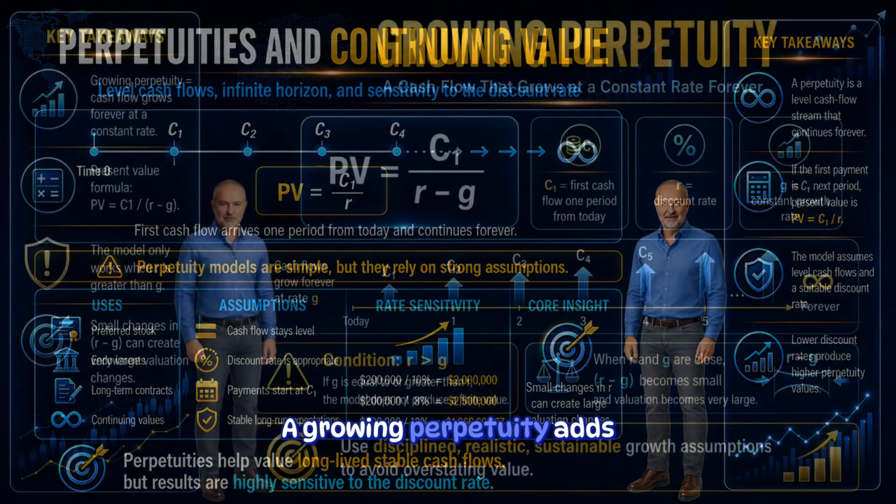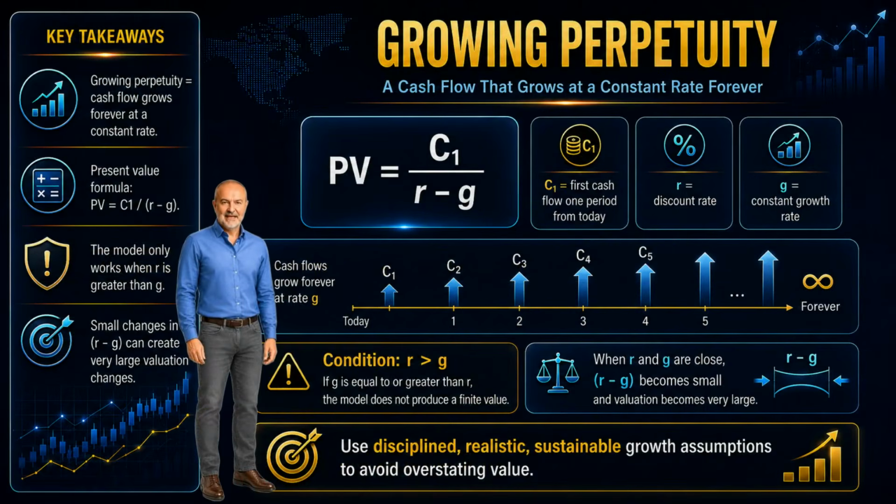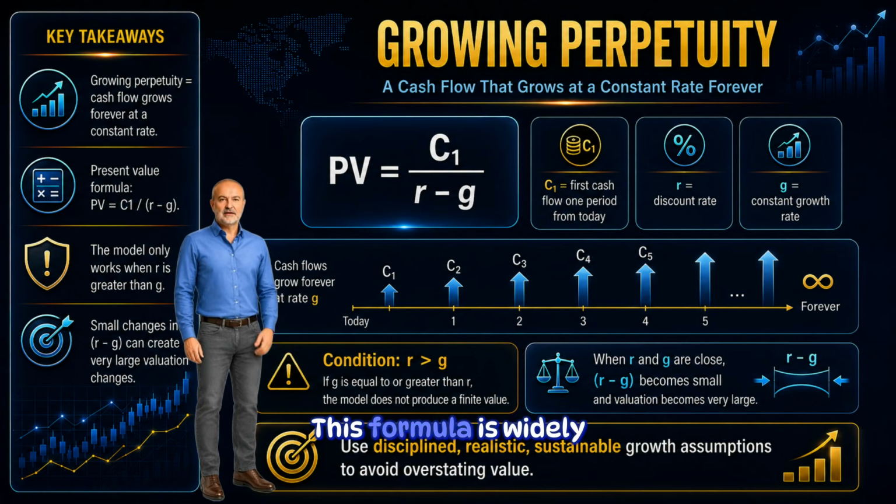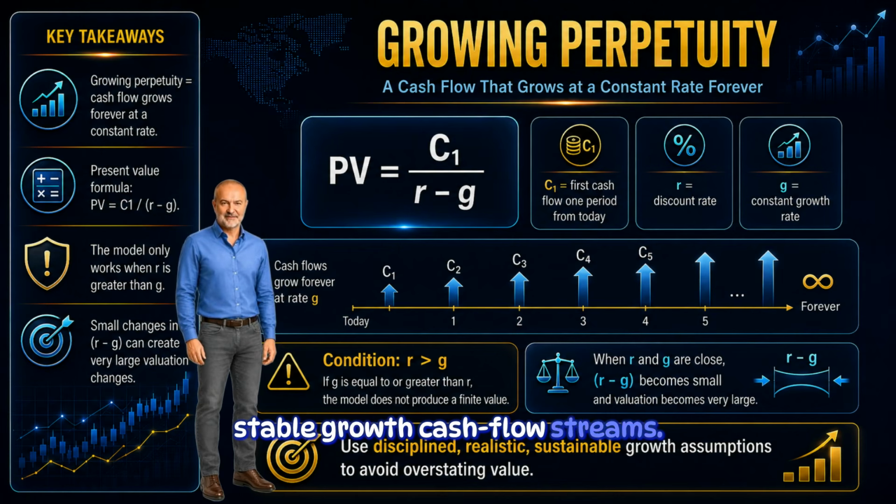A growing perpetuity adds one more layer. Instead of staying level forever, the cash flow grows at a constant rate forever. If the first cash flow one period from today is C1, the discount rate is R, and the constant growth rate is G, the formula is PV equals C1 divided by R minus G. This formula is widely used when analysts value stable growth cash flow streams.